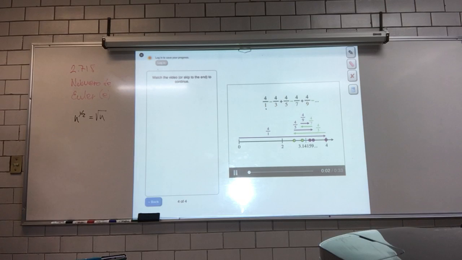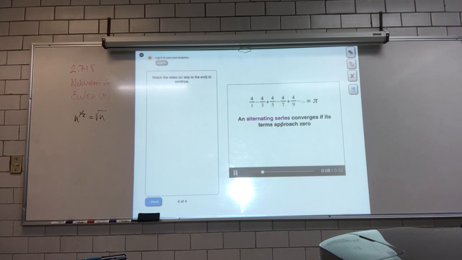Yes, this alternating series here converges to pi. As a general rule, every alternating series converges if its individual terms approach zero. Another way to say that the terms are approaching zero is to say that the limit as n goes to infinity of the nth term in the series is zero. Take a look at this alternating series that converged up here, where the magnitude of the nth term is 4 over 2n minus 1. This limit goes to zero, and so this series up here definitely converges.